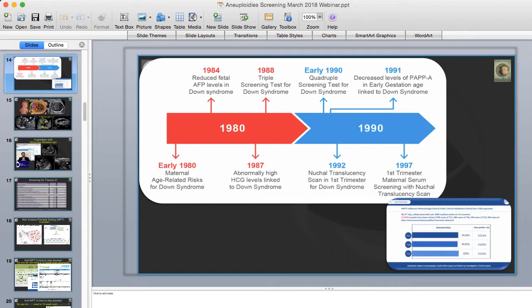By 1997, a good test was in place, which is the maternal serum screening and the nuchal translucency scan, and of course this has been perfected over the years. And of late, of course, we have realized that we now have a newer modality, the non-invasive prenatal screening, or NIPT as some people like to call it, non-invasive prenatal testing, which is a very highly sensitive screening test which gives us a much higher detection rate and a much lower false positive rate.